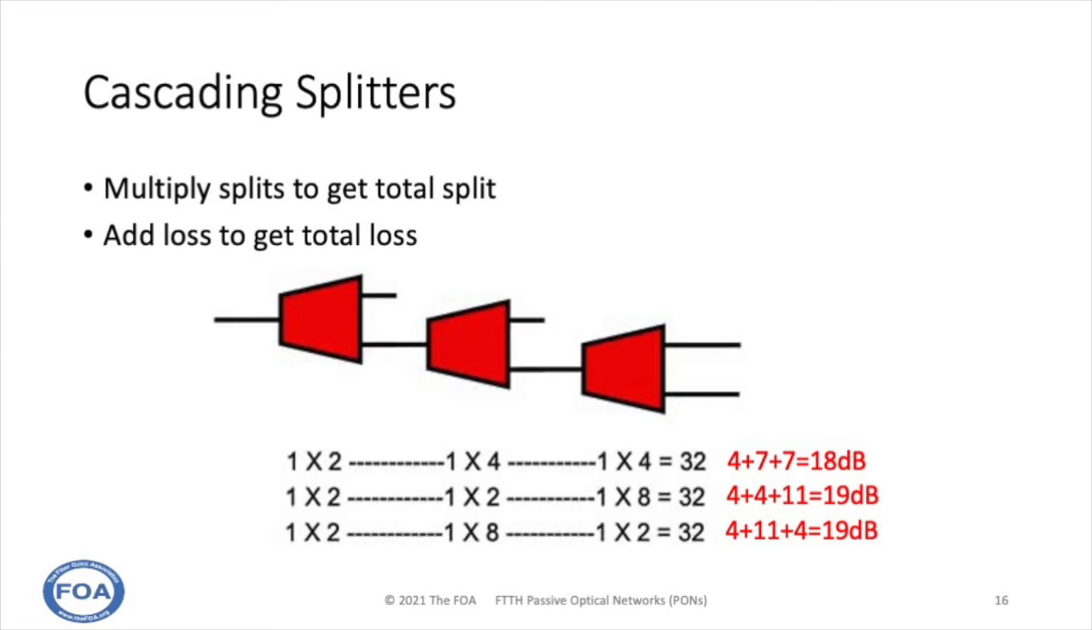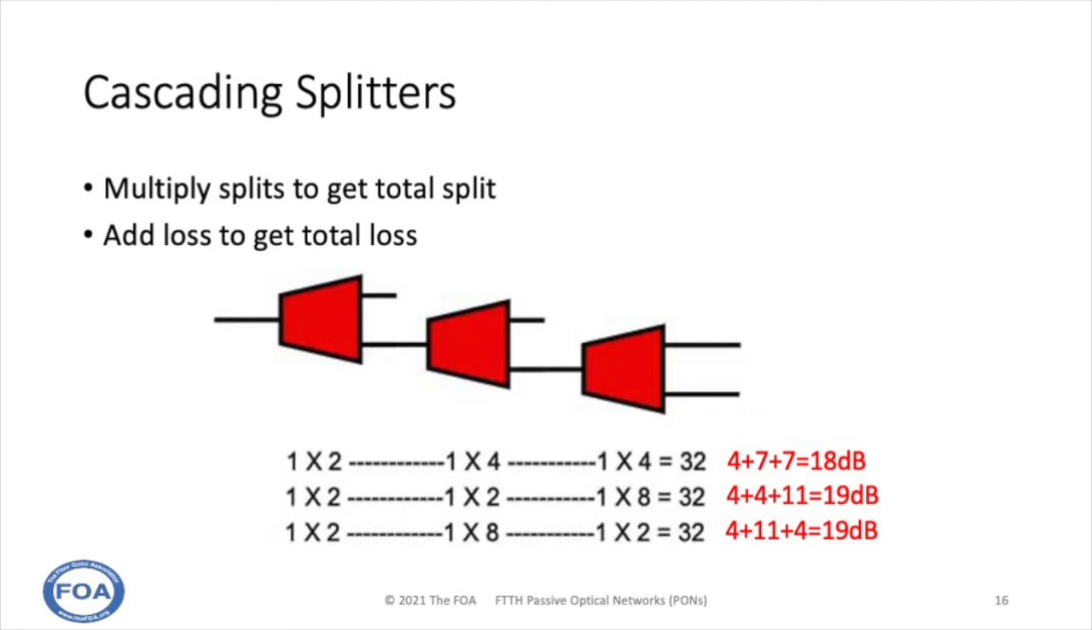Many PON networks cascade splitters to design more efficient networks to connect subscribers. When you cascade splitters, you have two issues. You have to figure out what the split ratio is, and then you have to figure out what the loss is for the total loss to be included in the loss budget for your cable plant when you design the network.